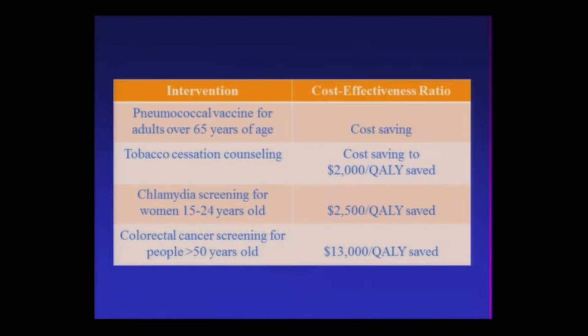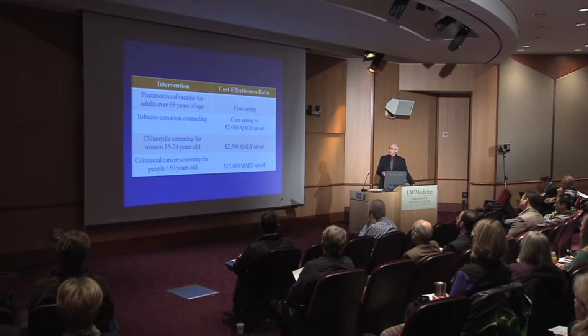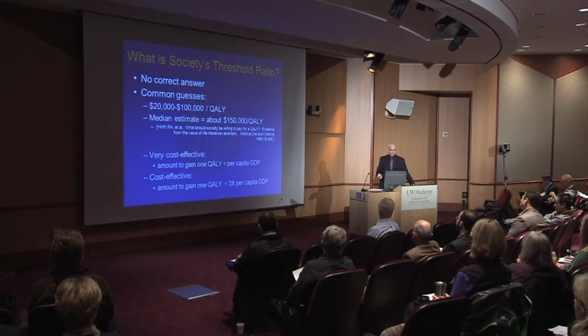Here's just some examples of where certain treatments stand with regard to cost savings. Pneumococcal vaccine basically is a neutral cost situation, bound to screening for colorectal cancer, which is thought to give a value of $13,000 per QALY saved.